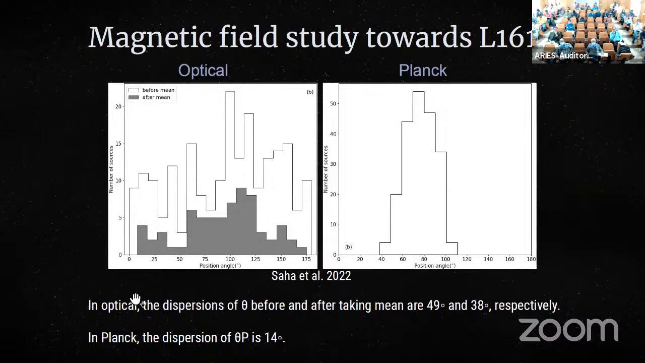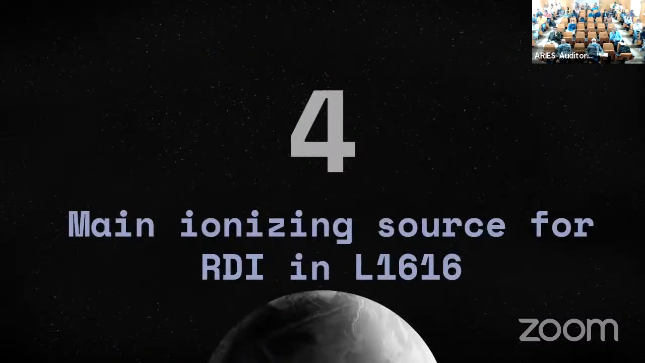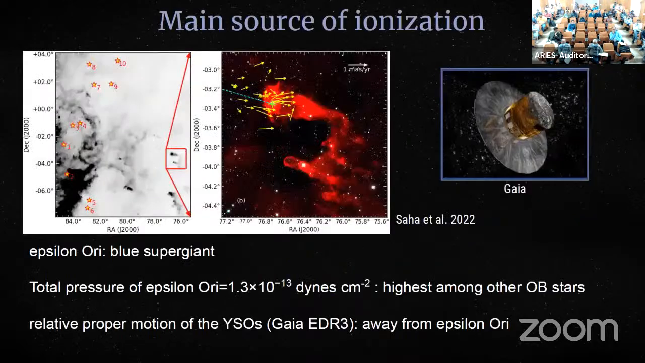So I have shown that the dispersions of theta, which is the position angle, before and after taking the mean are 49 degree and 38 degree respectively. So even after taking the mean, it is highly random. But in Planck, the dispersion in theta p is 14 degrees. So this is much smoother in Planck. And now we are going to see which one is the main ionizing source for the RDI in L1616. So this figure I have already shown.